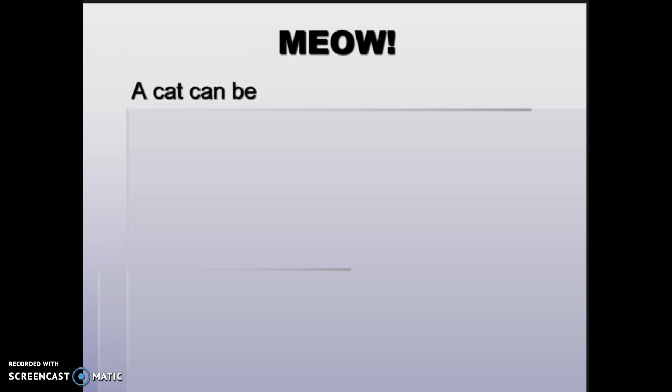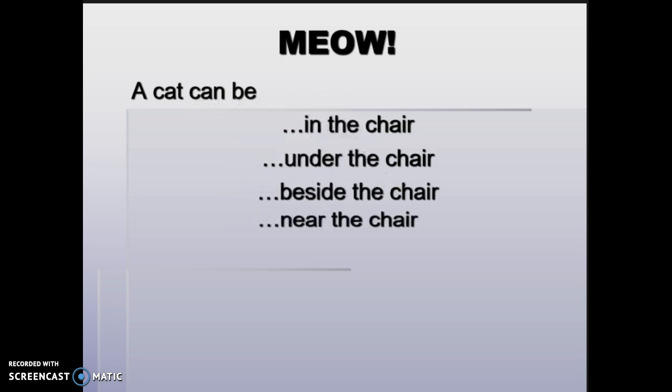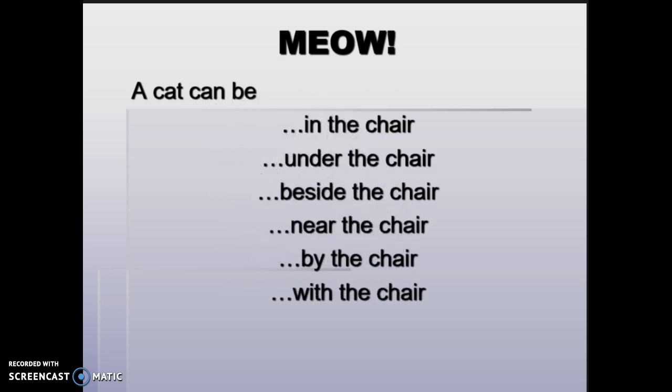So, a cat can be in the chair, under the chair, beside the chair, near the chair, by the chair, with the chair, and so forth. The first word in that phrase is a preposition, and the other thing about a prepositional phrase is that it always ends with a noun or a pronoun. To make something a prepositional phrase, it has to end with a noun or a pronoun. In this case, it is chair.